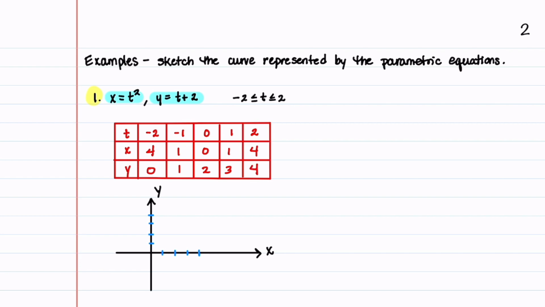Let's now plot the values of x and y on our graph, starting with the smallest value of t. When t is -2, x is 4, and y is 0, so we have this point. Our next point is (1, 1), and then we have the point (0, 2), then the point (1, 3), and lastly the point (4, 4). We'll now connect these points and indicate the direction of the curve.